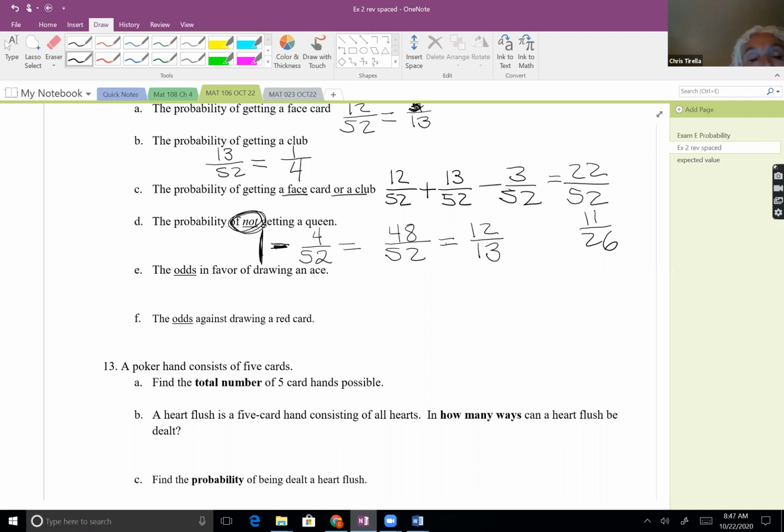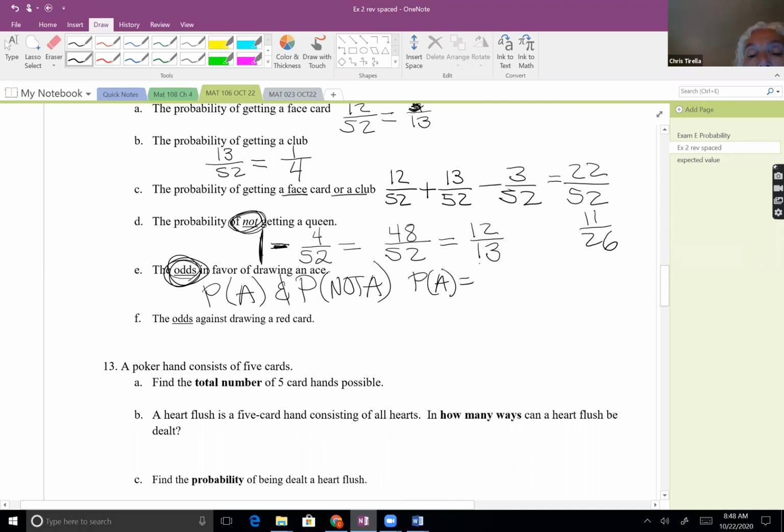Next thing you have to be careful of, when you're asked for odds, you have to find the probability that it happens, and you have to find the probability that it does not happen. So the probability of an ace is 4 out of 52, or 1 13th. The probability of no ace, again, when I want the probability of something not occurring, I'll subtract from 1, and that gives me 12 13ths.